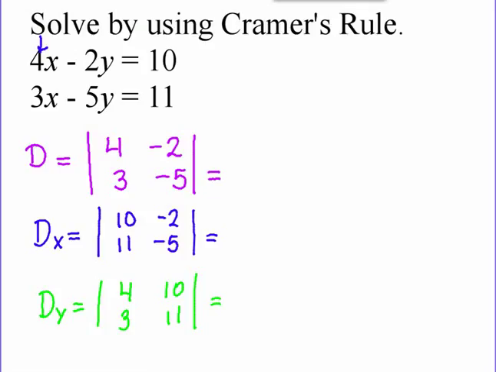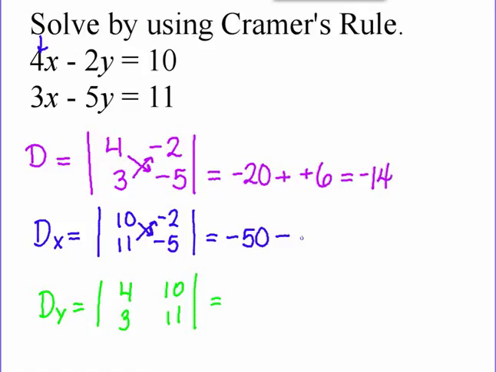I will tell you in a 2 by 2, it's probably quicker to do this by hand than using your calculator. So in a 2 by 2 here, I'm going to multiply 4 by negative 5, and I get negative 20. I'm going to subtract the other one, which is negative 6. Subtracting a negative, just add 6. So you add positive 6 and you get your determinant to be negative 14. That's what d is. Now we're going to do dx. We're going to do the same thing here. Here I get negative 50 minus negative 22, which is negative 28.